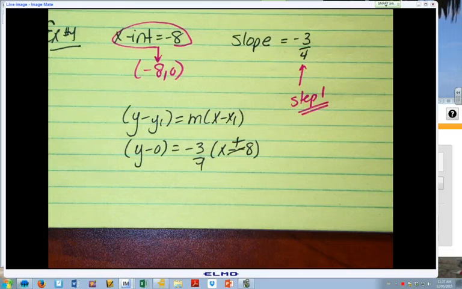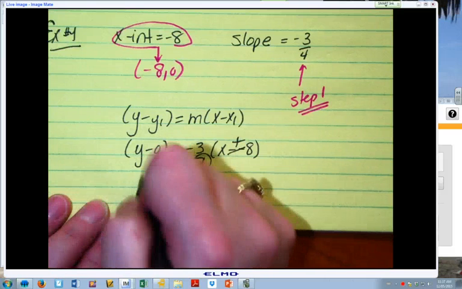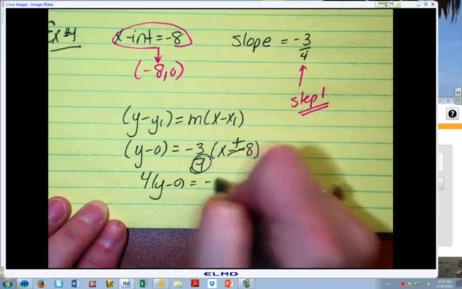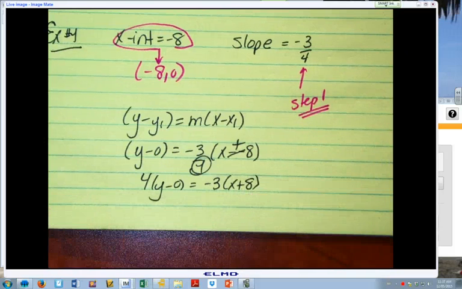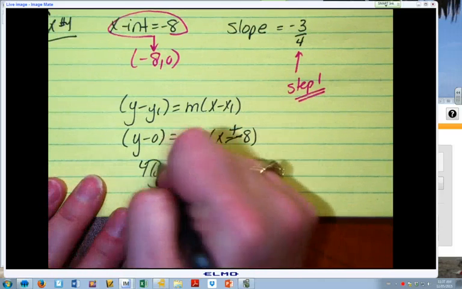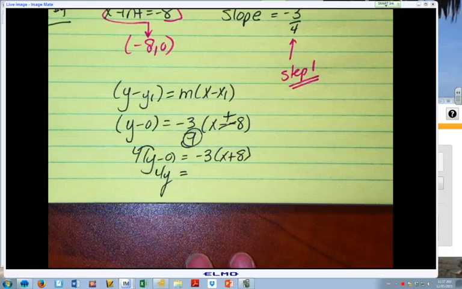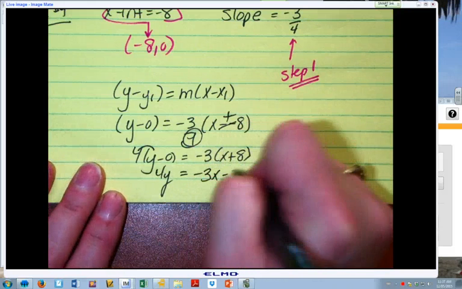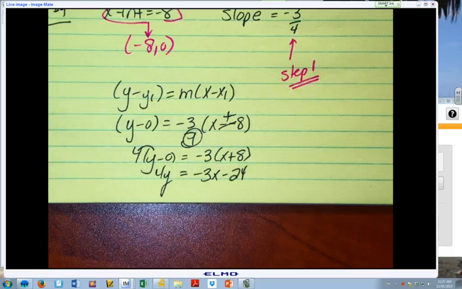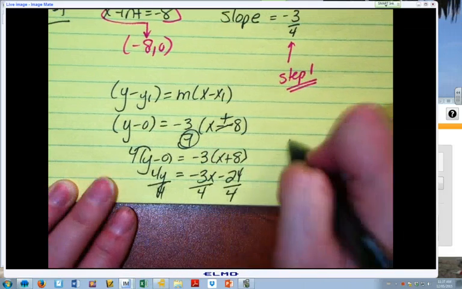What did we do in the next step? We grab the 4 and put it to the other side. What did we do in the next step? Distributed, so 4 times y, 4y, 0 doesn't matter. On the right-hand side, negative 3x minus 24. And then the last step is always divide by the coefficient, so divide by 4, divide by 4, divide by 4.